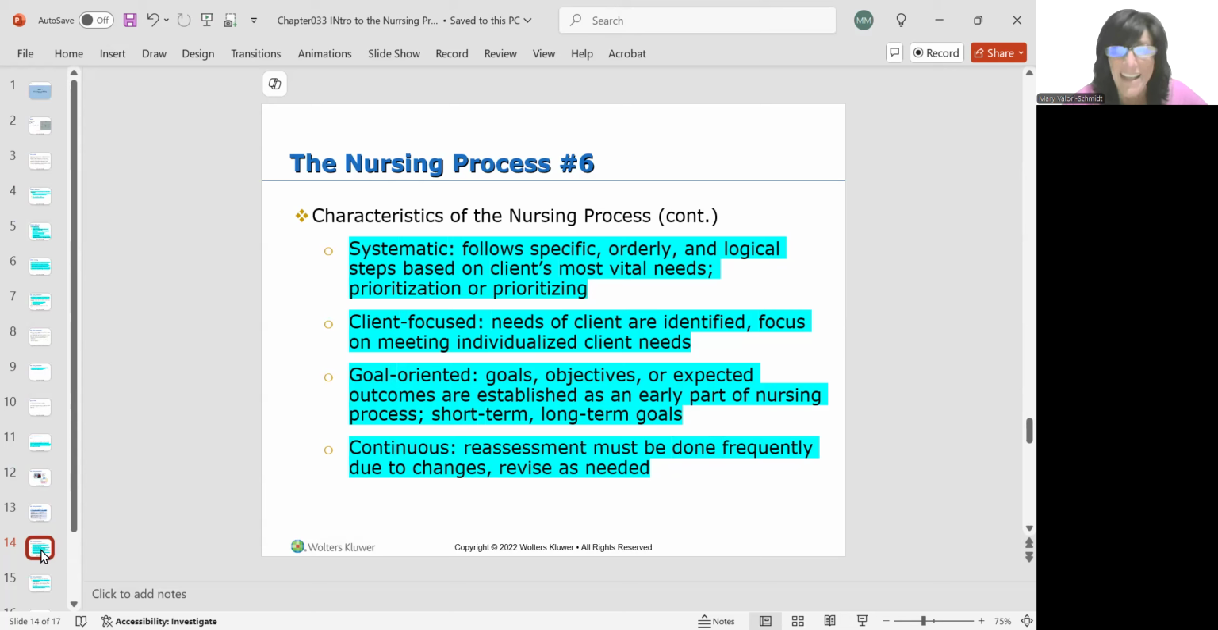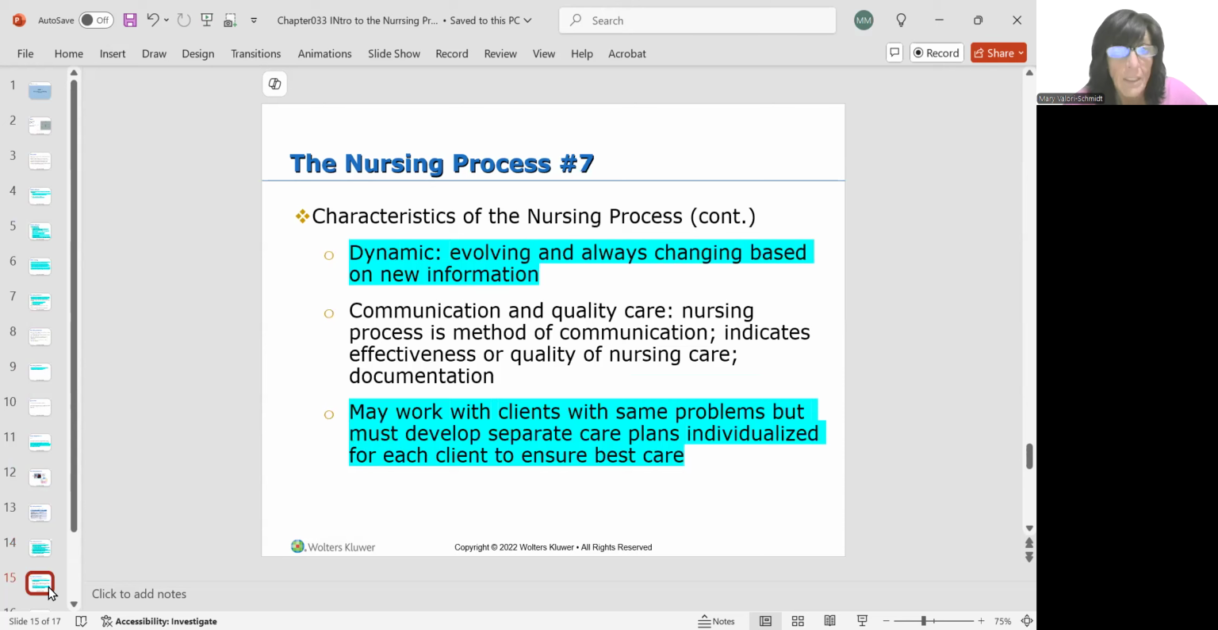You're always reassessing. Patients change, things change. You have to revise your care plan as needed to make sure that the patient's getting the best care. It's also dynamic, which means it's always evolving, right? And you can work with a lot of clients who all may have the same problem, but the care plans are going to differ a little bit because they should be individualized for each client to make sure that every person is getting the best possible care that you can provide. Okay?